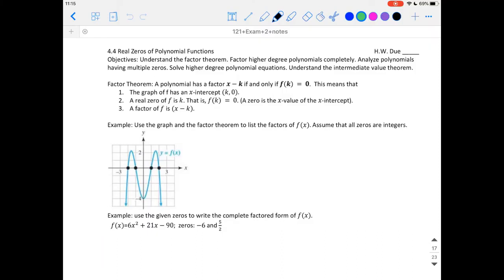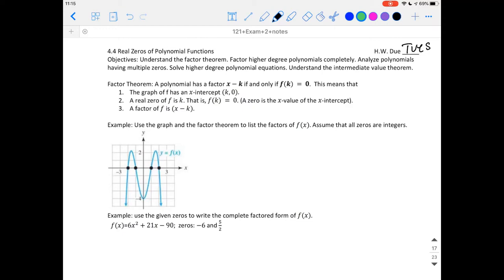Now we're going to start talking about polynomial functions and their real zeros. So objectives, we're going to understand the factor theorem, and we're going to factor higher degree polynomials completely. And we're going to analyze polynomials having multiple zeros. We're going to be able to solve higher degree polynomial equations and understand the intermediate value theorem. All right, so factor theorem.